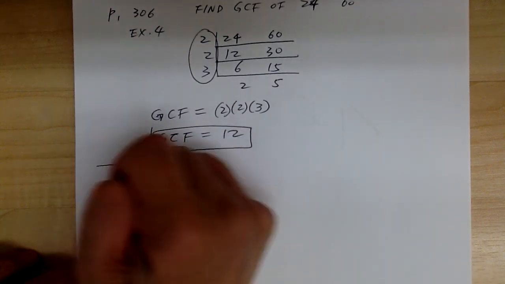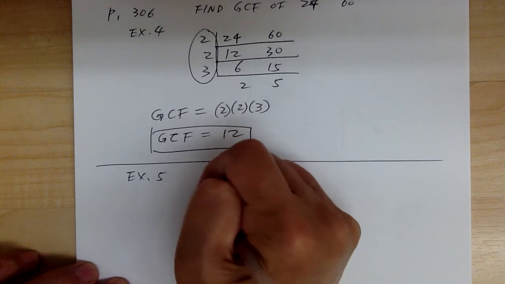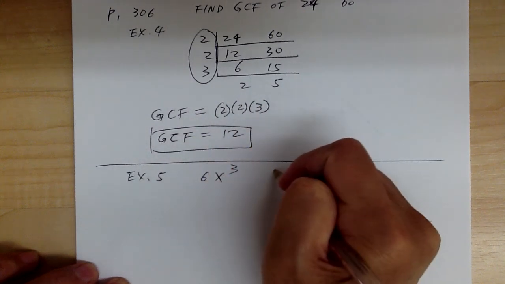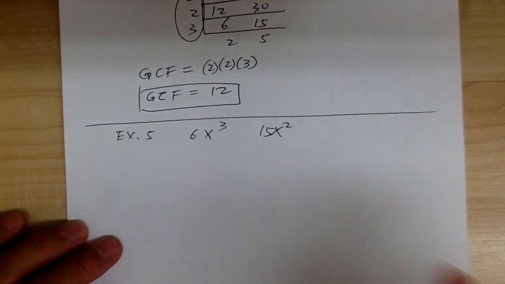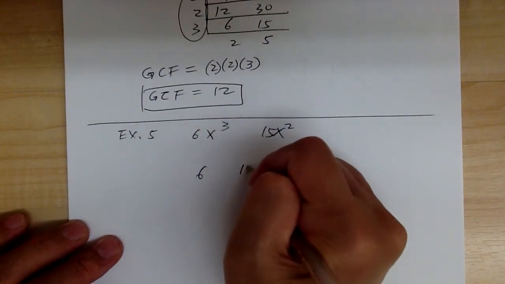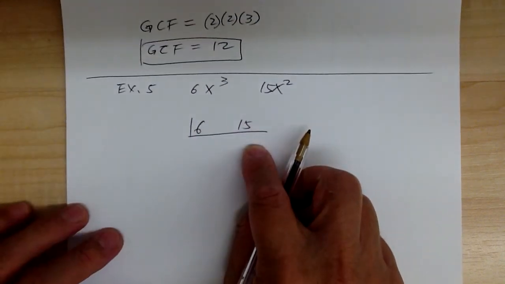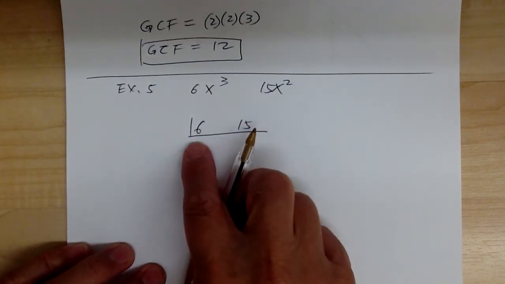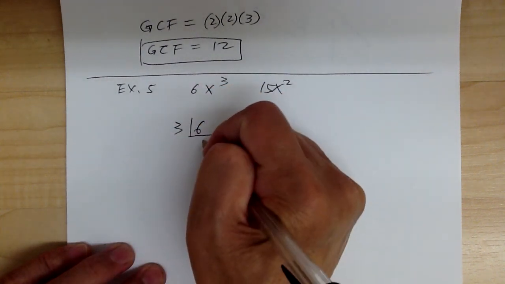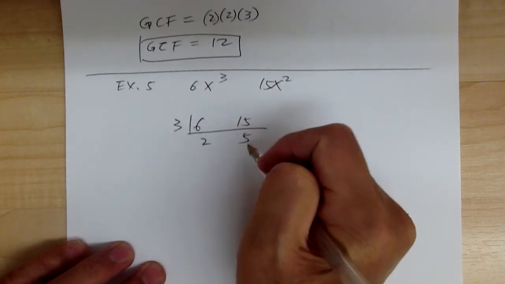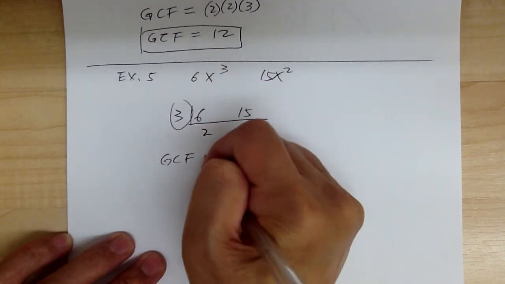Okay, let's go to example 5. Example 5, you have 6x cubed and 15x squared. So when you're looking for the GCF, focus on the number. You've got 6 and 15. First focus on the number before you worry about the variable. You cannot divide by 2, so you go to 3. Divide by 3, this would be 2 and 5, and that's it, right? So your GCF would be the number on the side, so it equals 3.